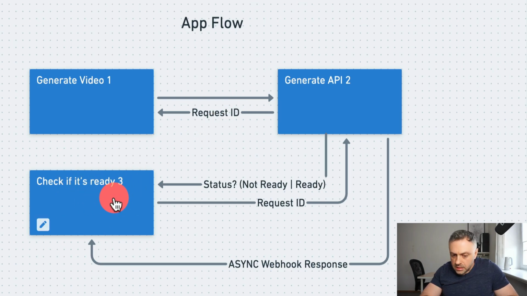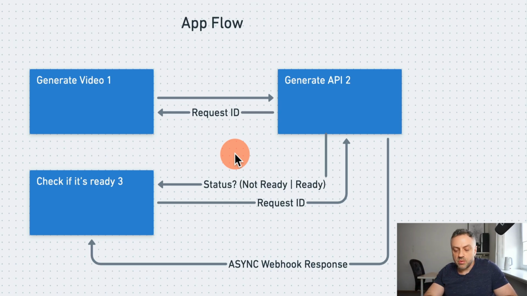And then in this step here, we need to constantly check if the process is finished. That is exactly what I'm doing in the app, right? I'm sending the request ID and I'm getting back the status. Until it's ready, I'm going to keep getting not ready. So in those first 10 seconds or whatever, I'm going to get not ready. But then on the 11th second, I'm going to get ready.